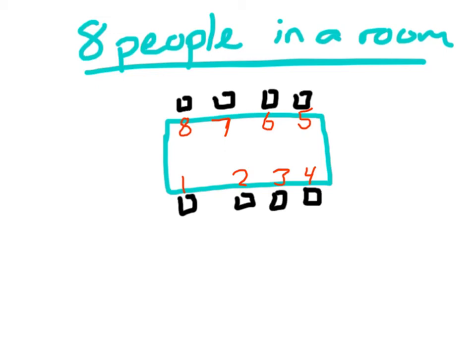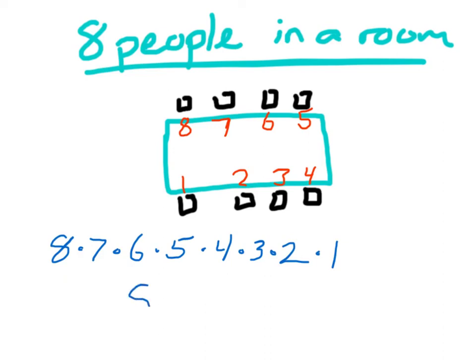So what you end up doing is you take 8 times 7 times 6 times 5 times 4 times 3 times 2 times 1, which in shorthand is what we call 8 factorial, which is a whopping number, 40,320. So you see how it gets ridiculous really fast. How many different ways could you sit 8 people in the room? 40,320 different ways.